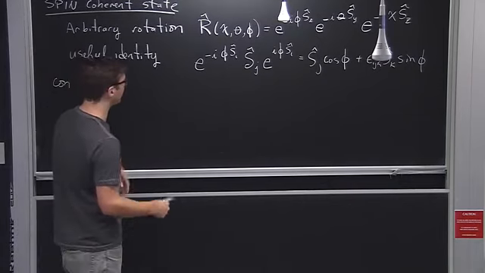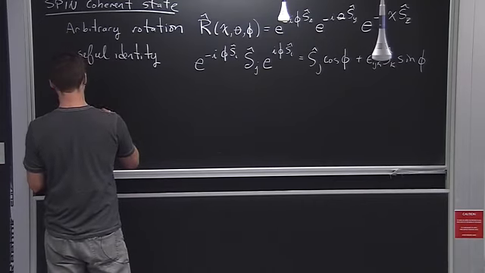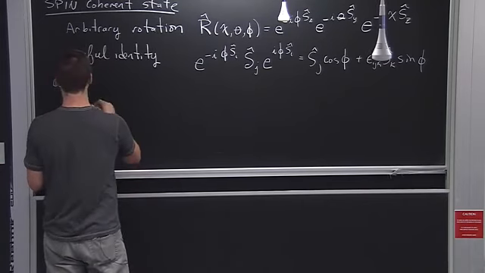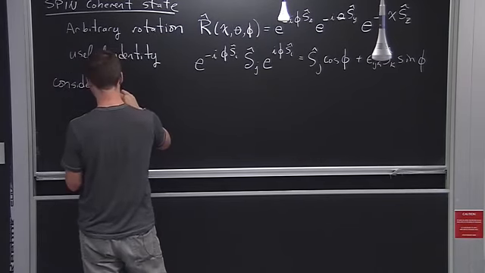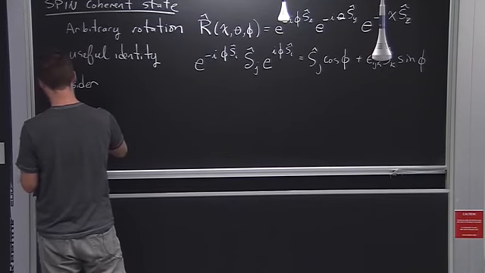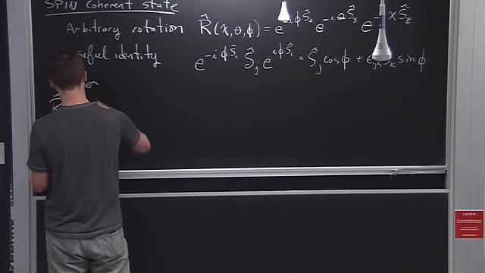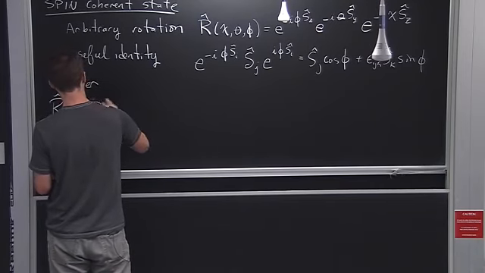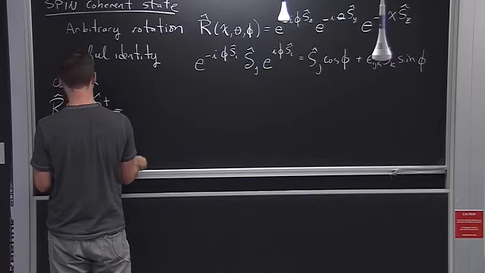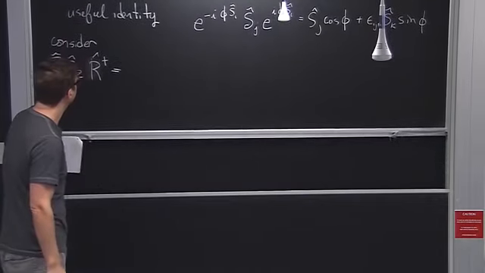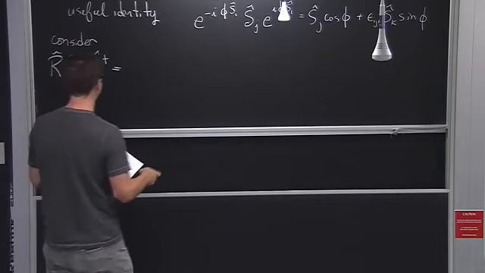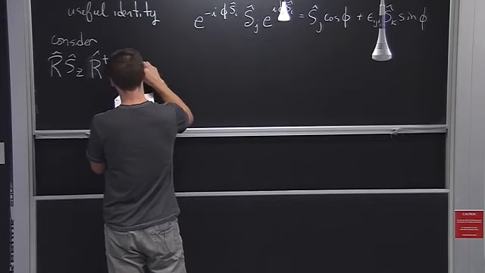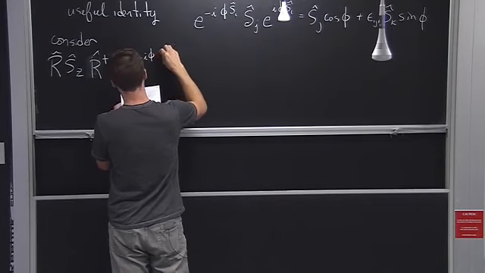an arbitrary rotation, this unitary operator transforming an S_z spin. So that's what I started with last time. It was R S_z R-dagger. Okay, so this involves writing all these operators out, so bear with me while I do that.